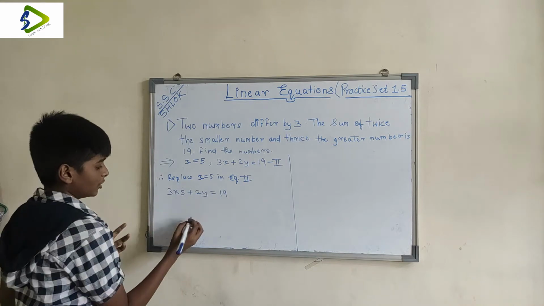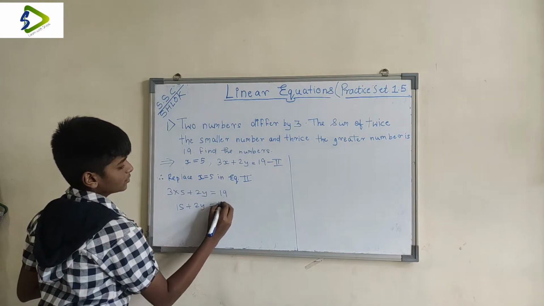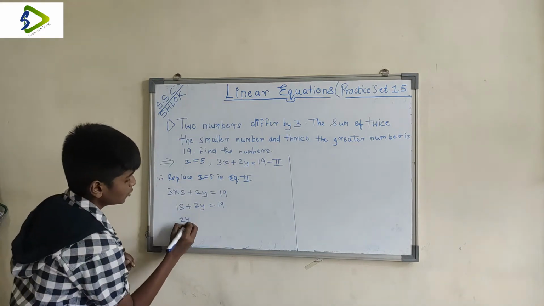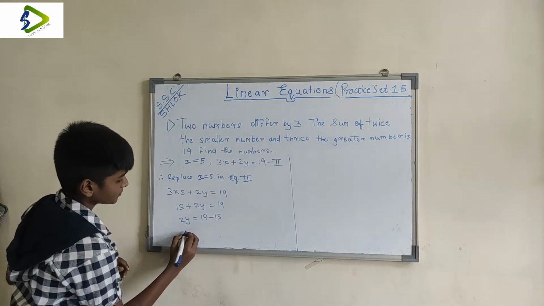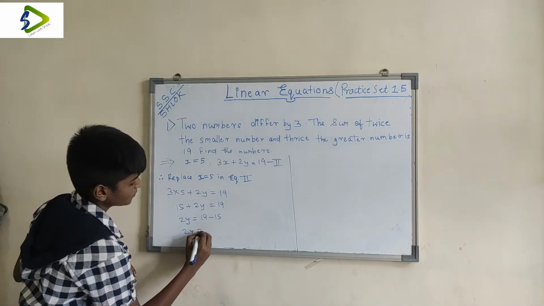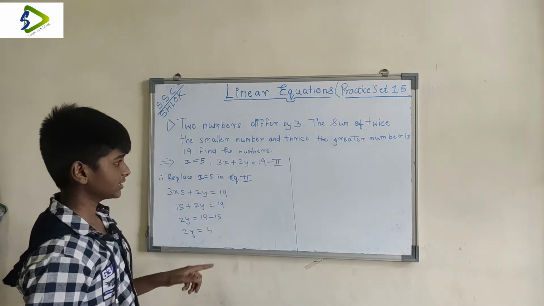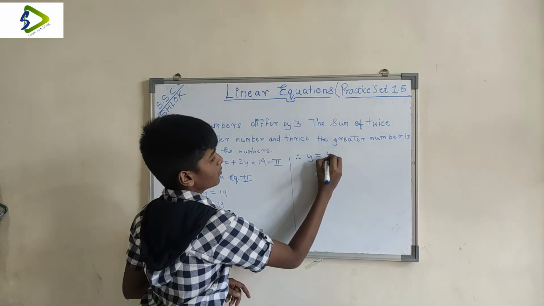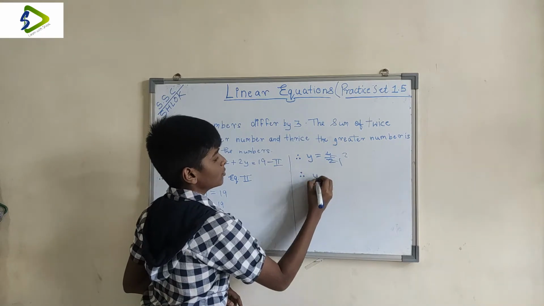So what is 3 fives? It's 15. So 15 plus 2y is equal to 19 we get. Now what we do, we take 15 to the other side, it becomes 2y is equal to 19 minus 15, and that means that 2y is equal to 4. Now we take 2 to the other side and it becomes, therefore y is equal to 4 by 2, and 2 ones are 2, so y is equal to 2.